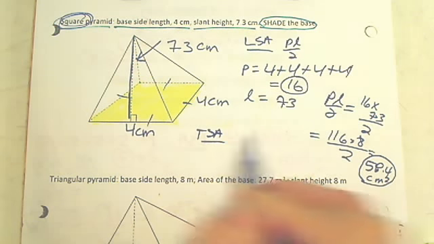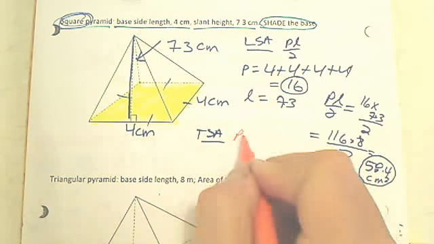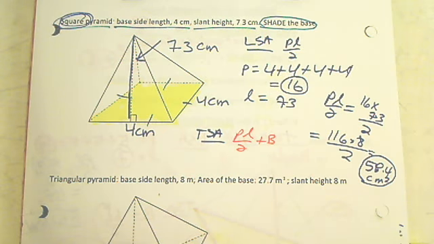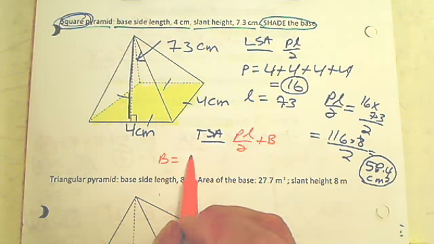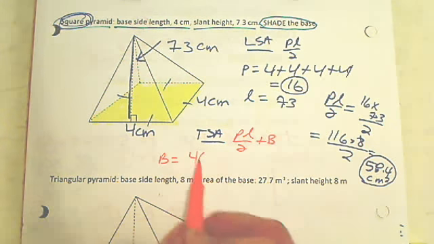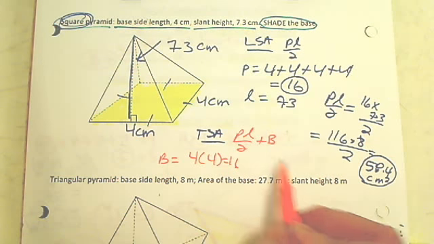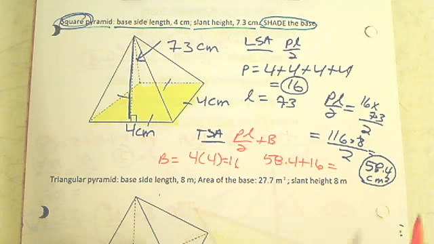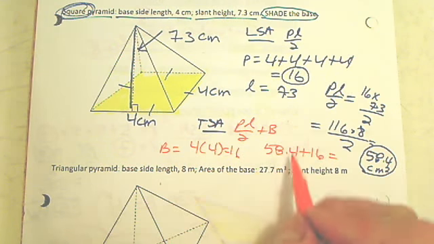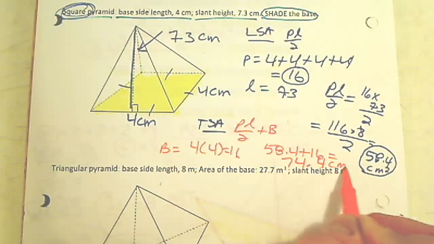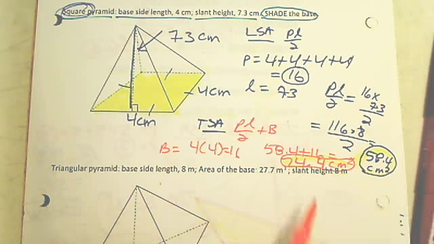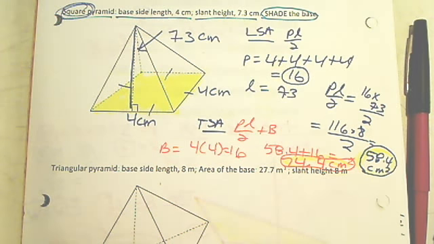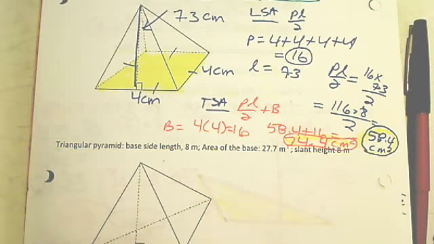So then, for the total surface area, you're going to have to add PL divided by 2 plus B. Well, look at the base, the area of the base. 4 times 4 is 16. Okay, well, you already have 58.4 plus 16. The total surface area, including the base, is 74.4 centimeters squared. I added the base, the area of the base.